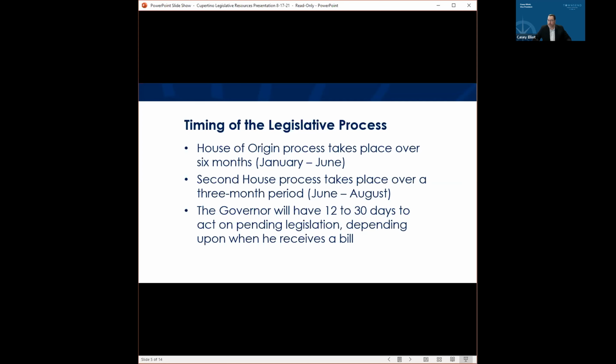That's where we are currently. And that process usually takes about 3 months from June to August. And then the governor, when a bill reaches him, he'll have 12 to 30 days, depending upon when the legislation arrives at his desk.